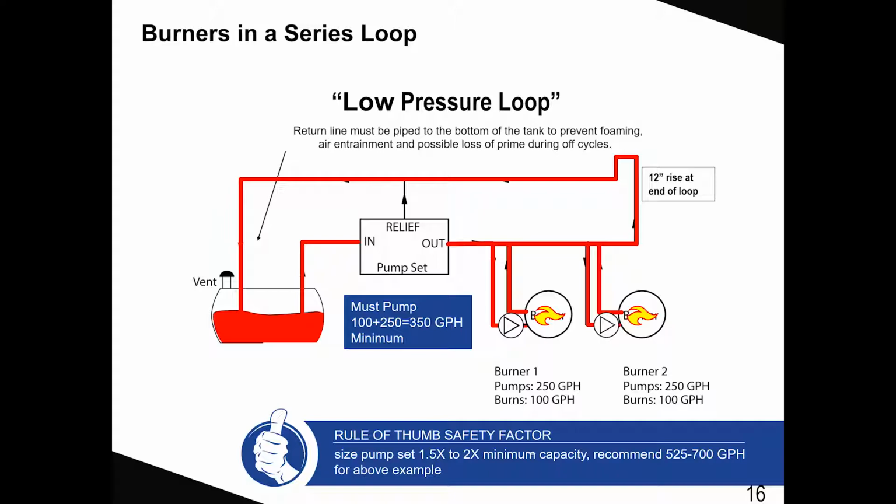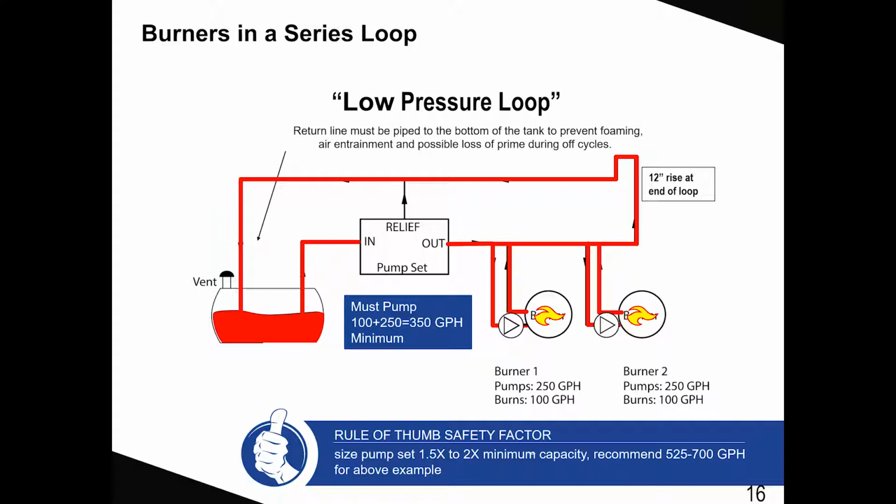In the example, the transfer pump would be sized for the burn rate of the first burner and the pump rate of the second burner. So 100 plus 250 equals 350 gallons per hour, and applying a safety factor of 1.5 to 2 would equate to a transfer pump size for 525 to 700 gallons per hour.